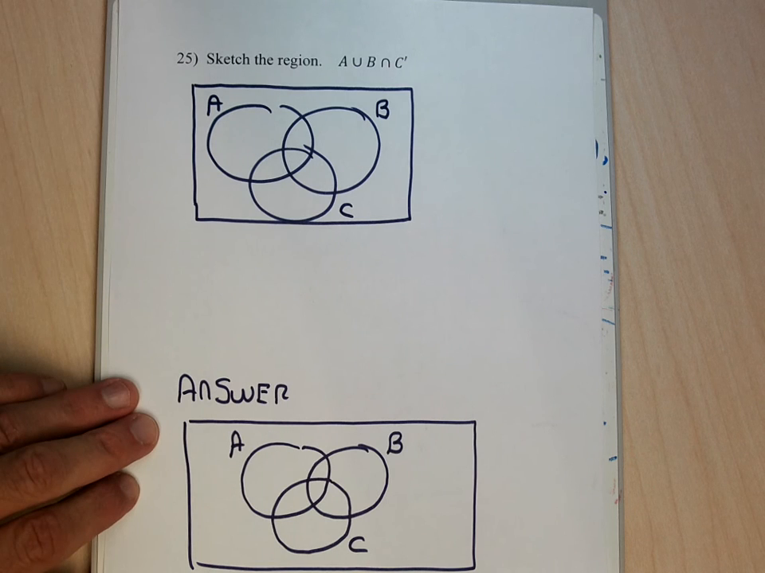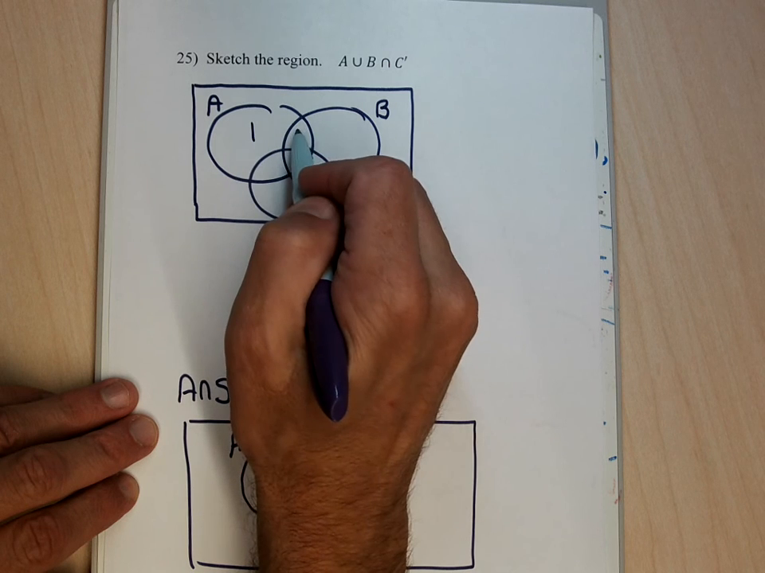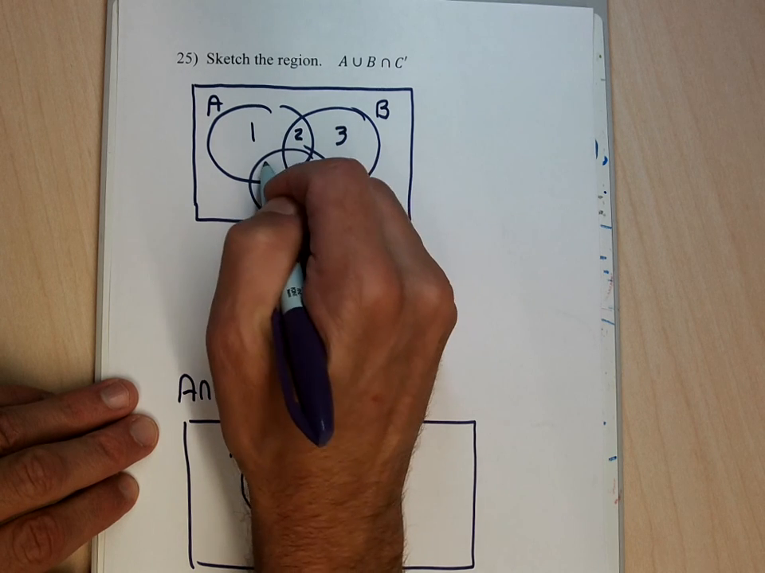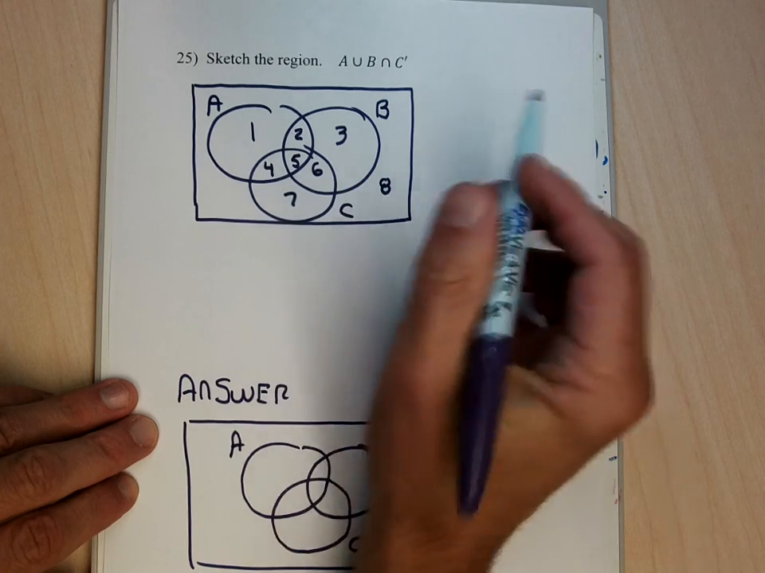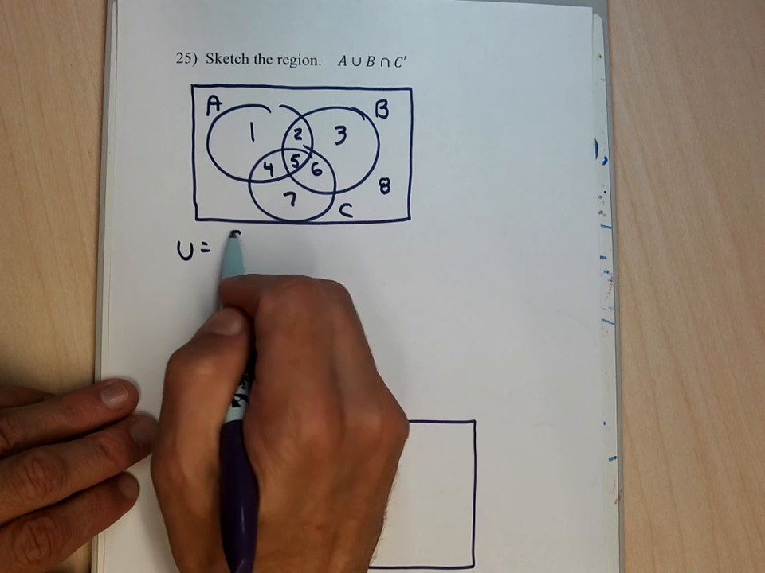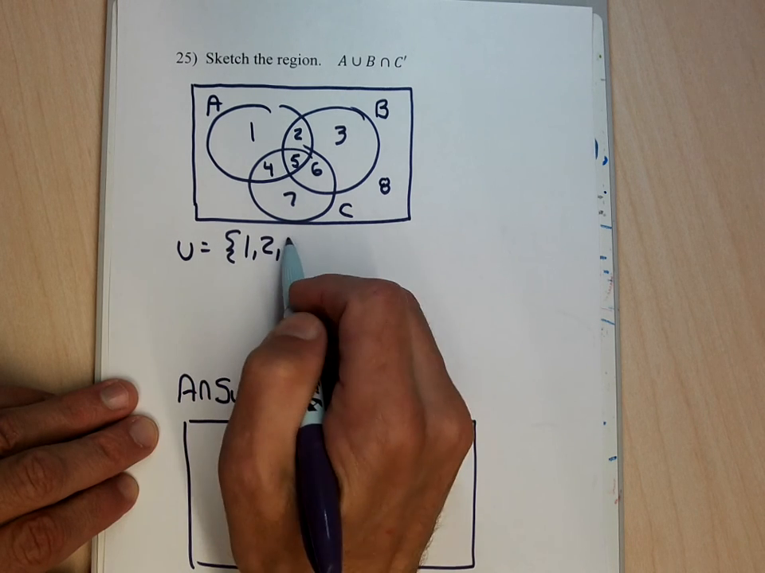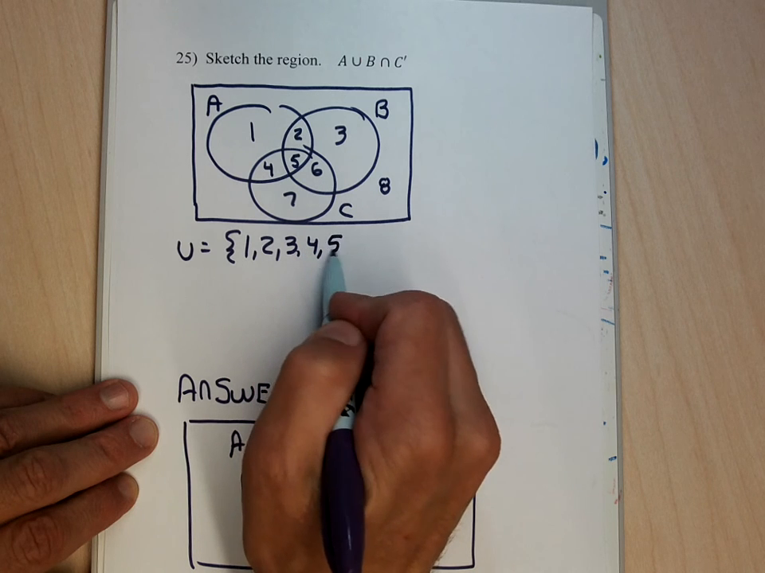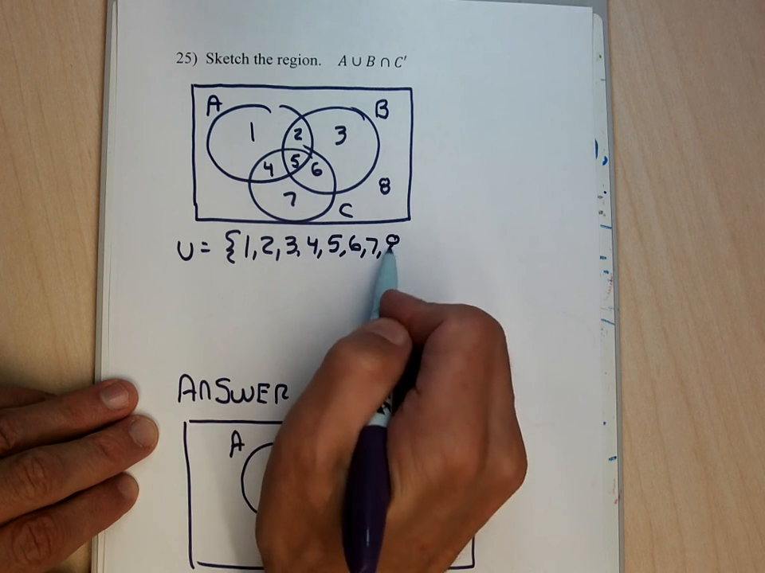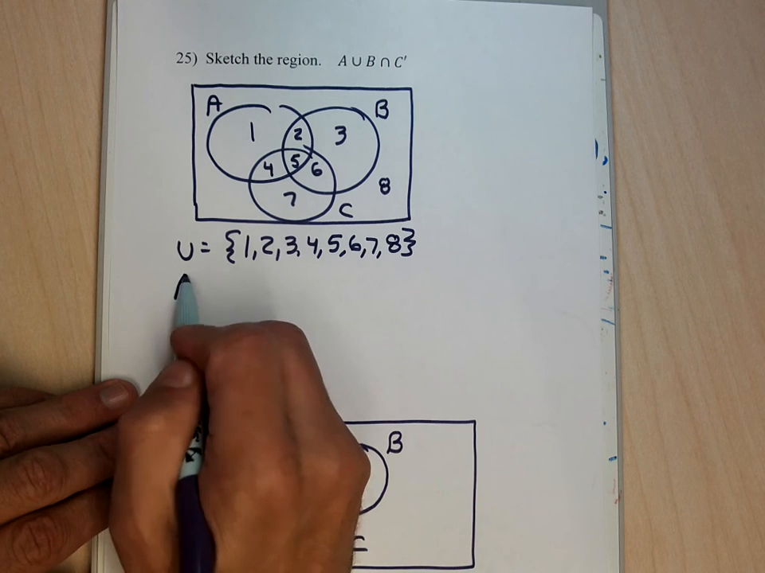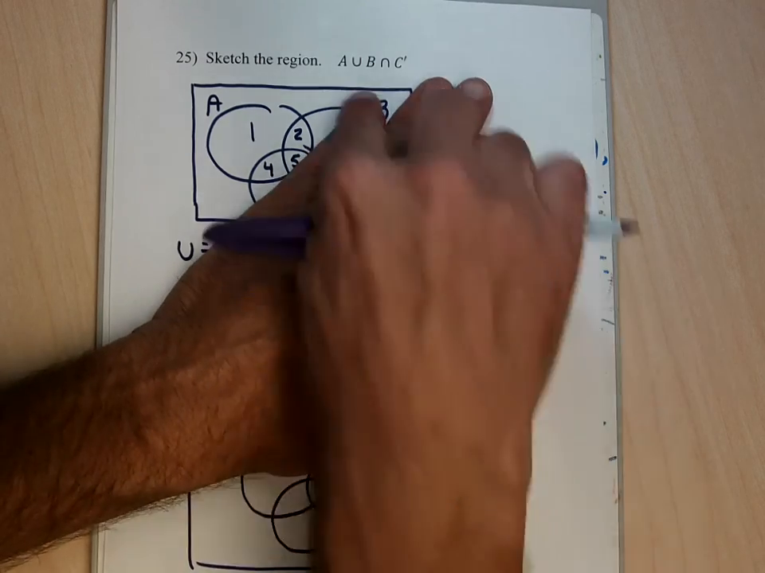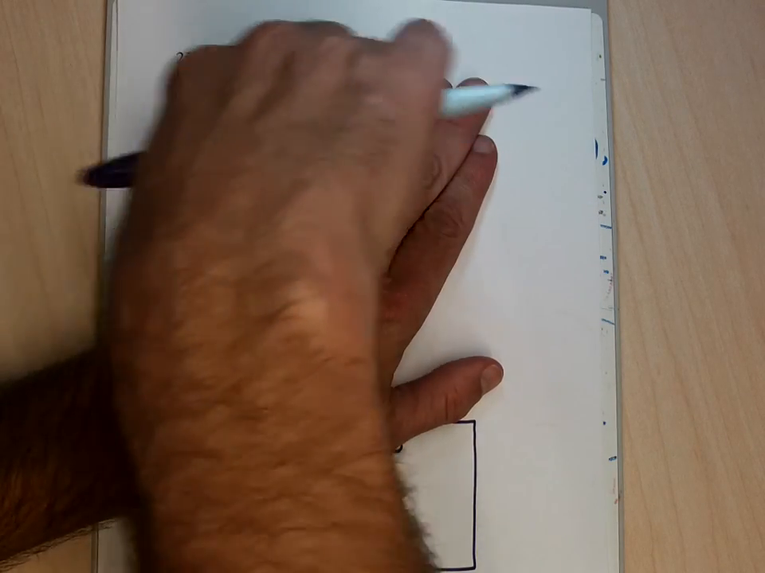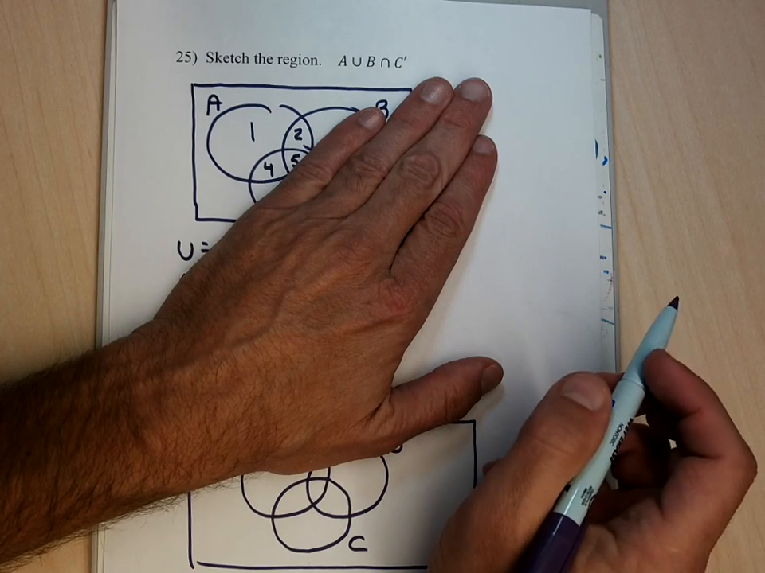And this is another thing that you should probably just have on your note card so you don't need to take the time to recreate this. But I'm just going to do region 1, region 2, 3, 4, 5, 6, 7, and 8. So for this problem, the universal set would be the numbers 1 through 8. And then I'm going to be a little more efficient and not create every set. I'm only going to create the sets that I need. Set A is going to contain the 4 numbers in the A circle, which is 1, 2, 4, and 5.